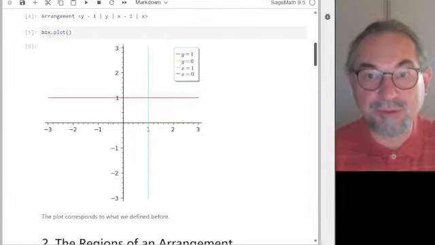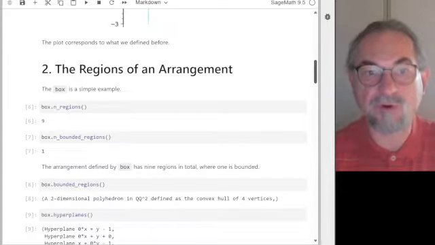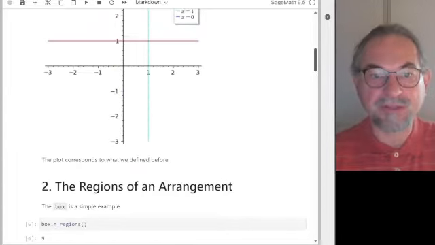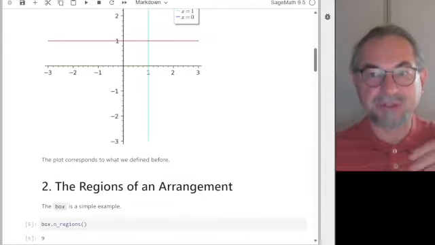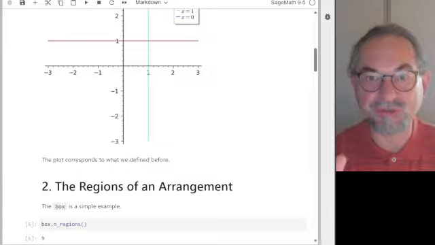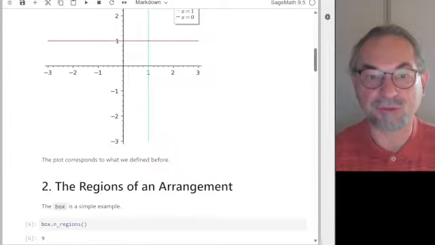Now, what can we do with such a line arrangement? Well, we can query it, so I can ask for the number of regions. If you look at the plot, we see that these 2 lines partition the entire plane into 9 regions. So we have the box that is bounded, there's one bounded region, but then we have the regions next to it, left and right, and then the 3 regions on top, 3 regions at the bottom. So we do have 9 regions in total.